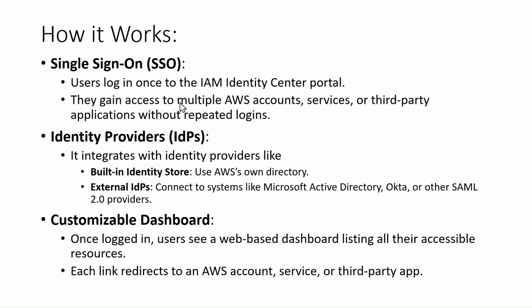For that purpose, I took an example of manager level, so only they can have these options. Okay, next is identity provider. It integrates with identity providers like the built-in identity store, which uses AWS's own directory. So they will be using the AWS directory inside the identity center to store the details. Next, they can also connect with external ones. In AWS Identity Center, they can embed other cloud infrastructure or other applications like GitHub, Microsoft Azure, anything like that.